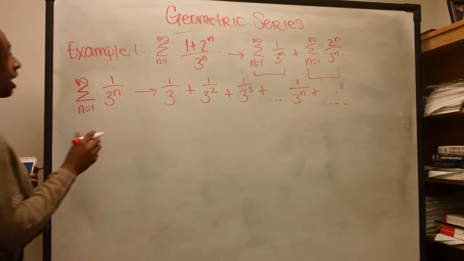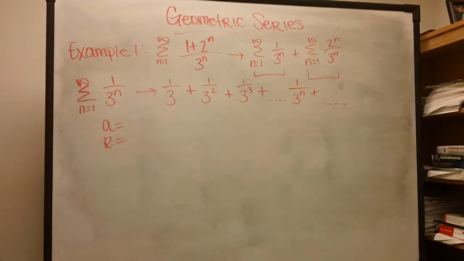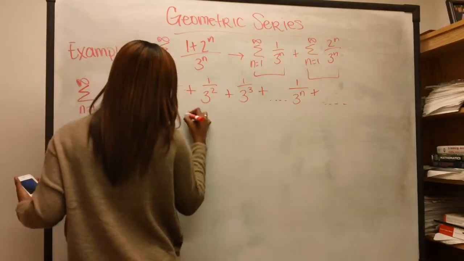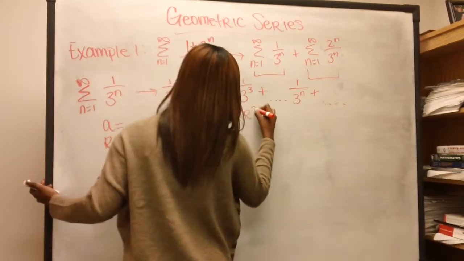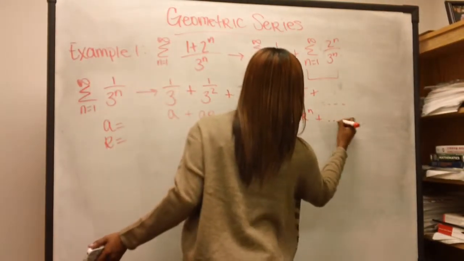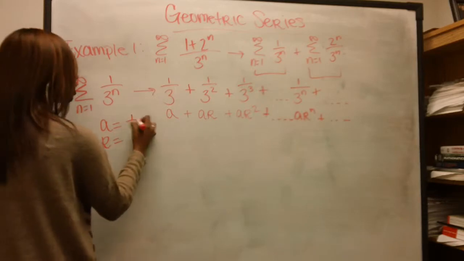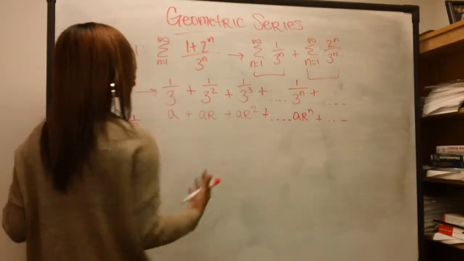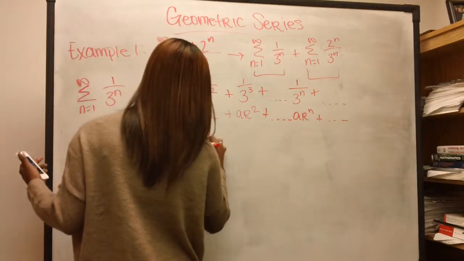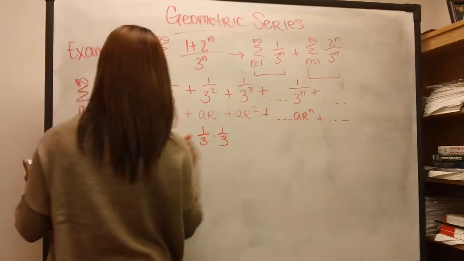So now your next step is to find your A and your R. In order to find that, you need to look at what exactly a series is. The series is A plus AR plus AR squared, plus so on, plus AR to the nth power. Alright, so looking at this, we're going to match this up. A is equal to 1/3 in this case, and then R is equal to 1/3 as well. Because we see here we have 1/3 squared, which is 1/3 times 1/3. And if A is equal to 1/3, that's the first 1/3, then that means that R is equal to 1/3 as well.